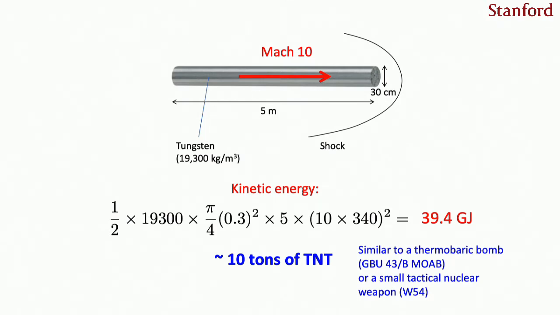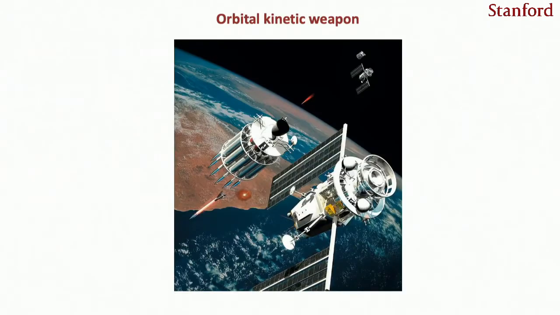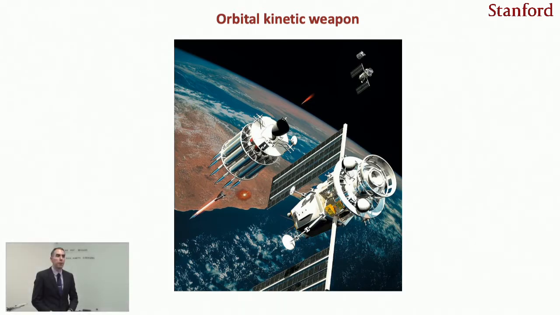So this is an example that illustrates the type of kinetic energies that we are dealing with in hypersonics. And these types of applications have already been thought in the past to bear potential, for instance, for orbital kinetic weapons, even though these applications require a high cost of actually putting those rods in orbit.